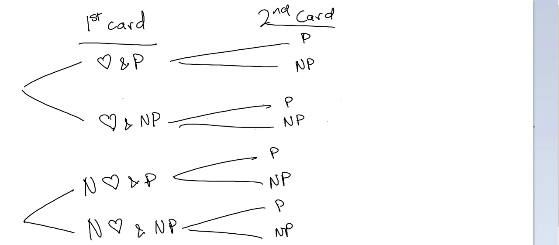This is 1.5.3b. It's probably one of the questions that I get the most often. What happens is you draw a first card and you figure out whether or not it's hearts. And then you draw a second card and figure out whether or not it is a picture.